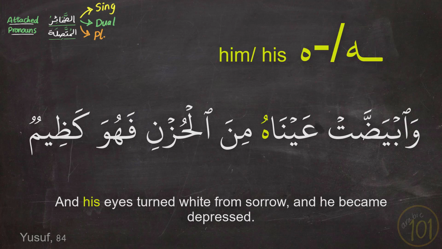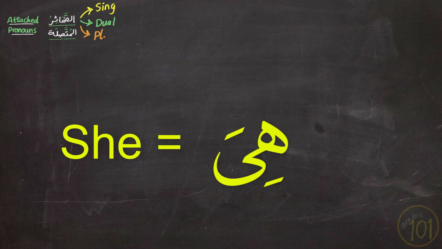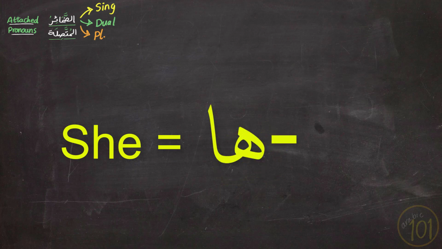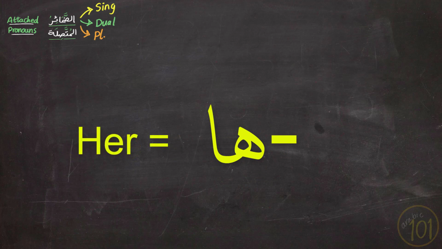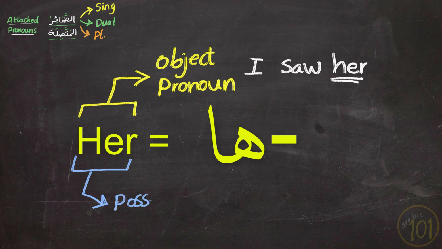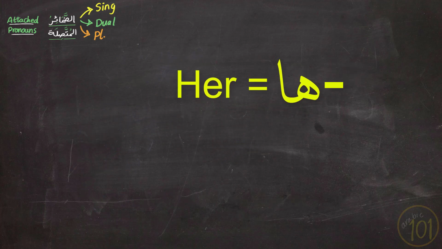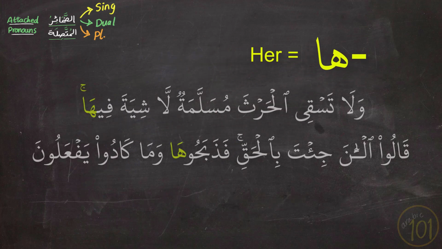Next is the attached pronoun which is related to hiya, and this attached version is ha, which is then attached to the end of words, and it means her. And don't forget that in English, her is used as an object pronoun, so I saw her, and also as a possessive pronoun, so we say her book. We see it used in the Quran in this example.